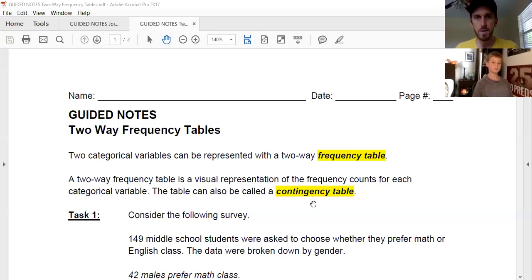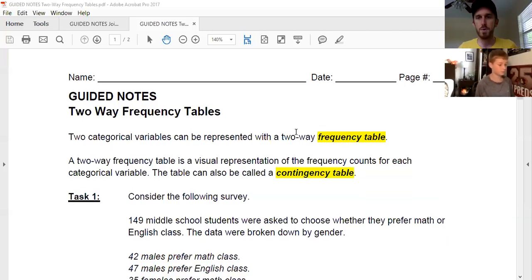All right, so we're going to jump right into two-way frequency tables, which sounds super fancy and are actually not at all fancy. So go ahead and have your guided notes up for two-way frequency tables, as well as a calculator. You're definitely going to need a calculator for this one. So make sure you have those two things going on.